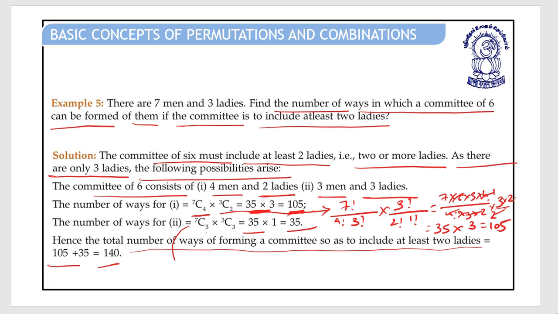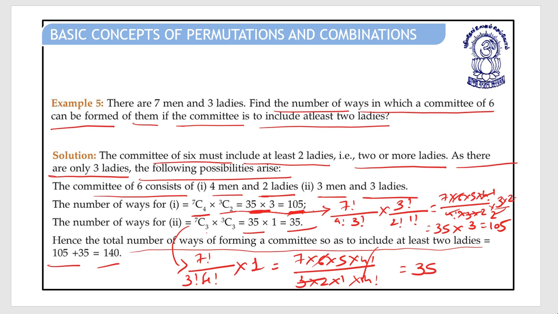Same way for this, 7C3 is 7 factorial upon 3 factorial into 7 minus 3, 4 factorial, into 3C3 is 1, since nCn is equal to 1. 7 into 6 into 5 into 4 factorial upon 3 into 2 into 1 into 4 factorial, cancel. 3 times 2 is 6, cancel. 7 times 5 is 35. Now the answer is 35. So the number of ways of forming a committee so as to include at least 2 ladies is 105 plus 35, which is equal to 140.